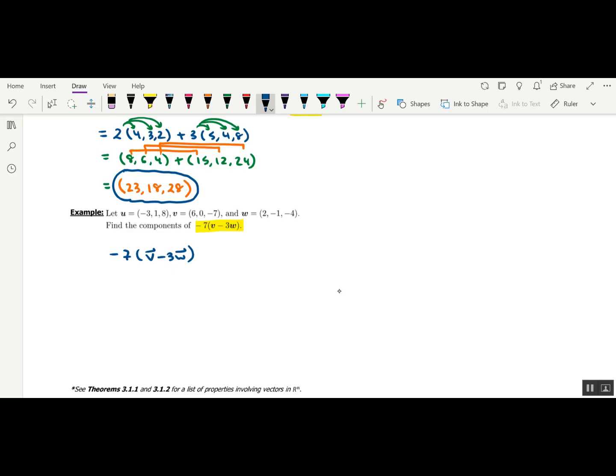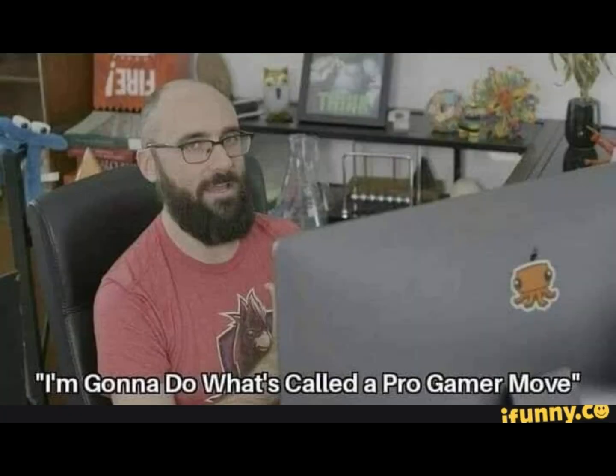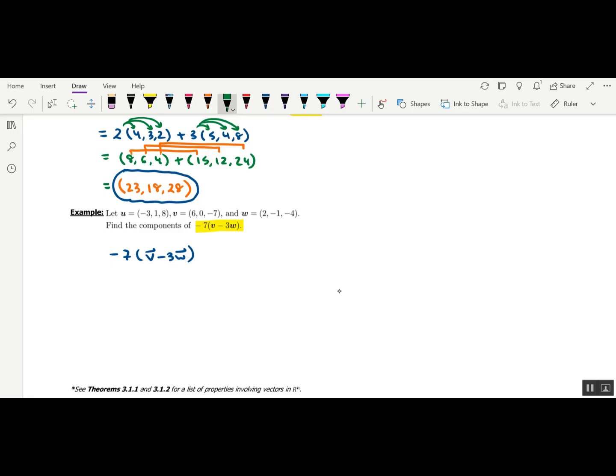And the trick to starting this out, I'm going to do what's called a pro gamer move, is to distribute the scalar of negative 7 to both of these here. What this would look like algebraically is negative 7v, and then we do have a double negative that we can consider here. We could write that as plus 21w.